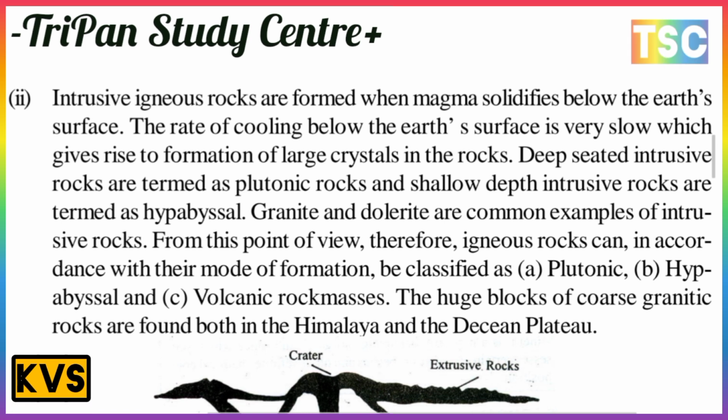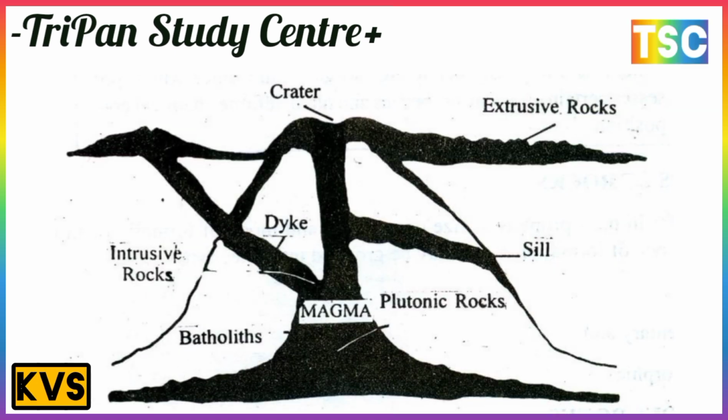Therefore, igneous rocks can be classified in accordance with their mode of formation as plutonic, hypabyssal and volcanic rock masses. The important point is that blocks of coarse granitic rock are found both in the Himalaya and the Deccan plateau.